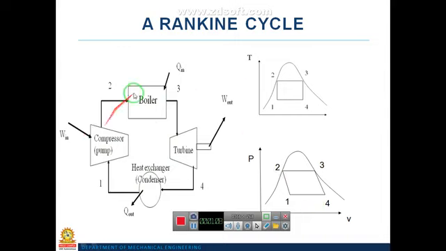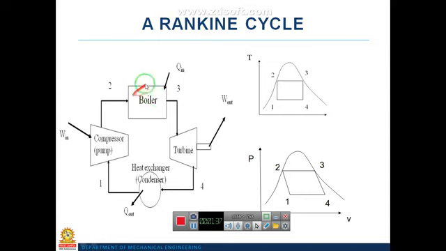First we shall discuss what the boiler is. In the boiler, we convert the water into steam by adding heat externally. That's why here we have mentioned Q_A. Q_A is nothing but the heat we are supplying inside the boiler.